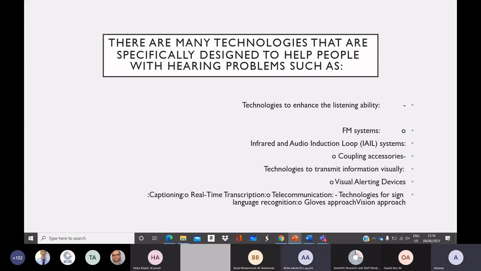There are many technologies that are specifically designed to help people with hearing problems, such as technologies to enhance listening ability, technologies to transmit information, and technologies for sign language recognition.